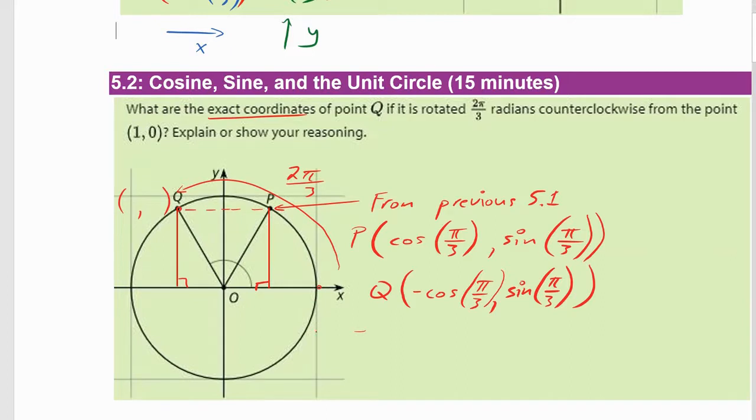Now, is there another way you could write your equation? Or, I'm sorry, not your equation, your coordinate for Q? Is there an equivalent way of writing what we just got for Q? So I want you guys to think about it for a bit and see if there's another way of writing the same exact coordinate that would work.